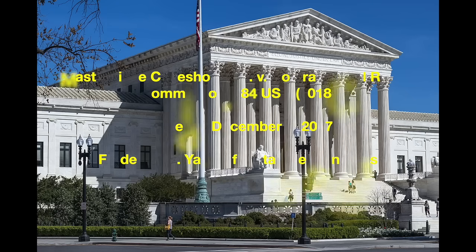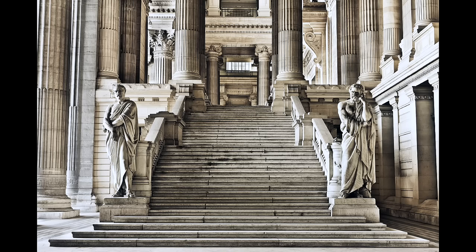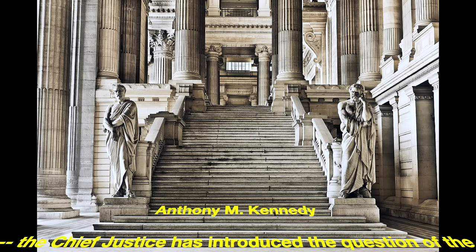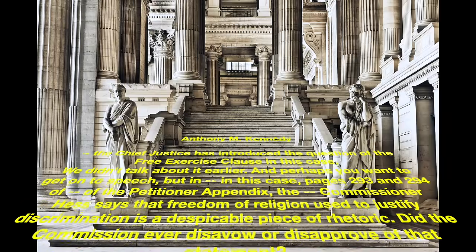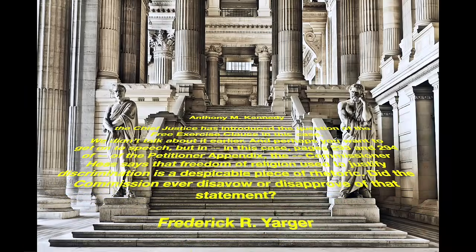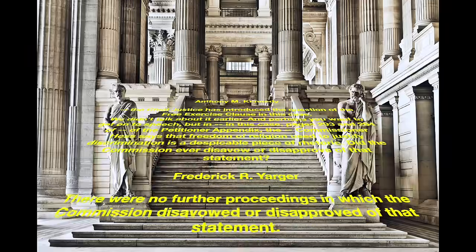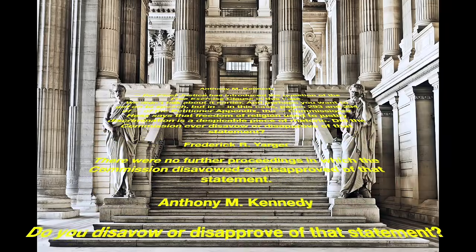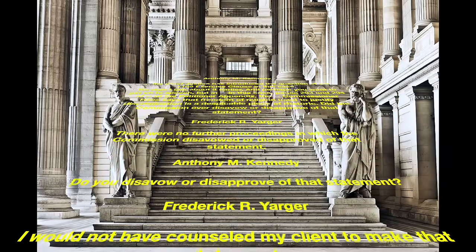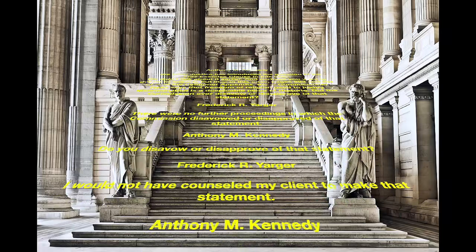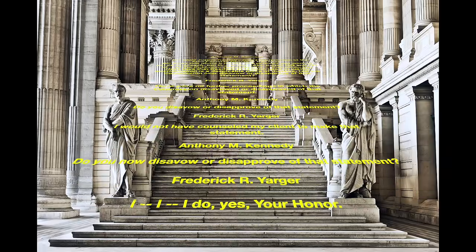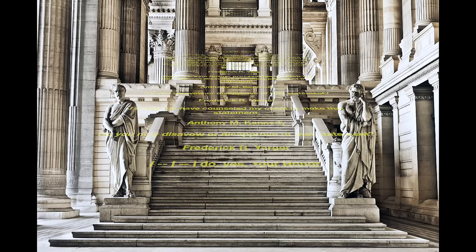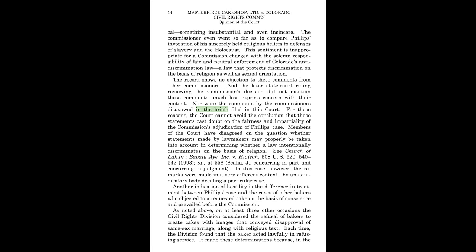Here's an example. This has introduced the question of the free exercise clause in this case. We didn't talk about it earlier. And perhaps you want to get on to speech, but in this case, pages 293 and 294 of the petition appendix, Commissioner Hess says that freedom of religion used to justify discrimination is a despicable piece of rhetoric. Did the Commission ever disavow or disapprove of that statement? There were no further proceedings in which the Commission disavowed or disapproved. Do you disavow or disapprove of that statement? I would not have counseled my client to make that statement. Do you disavow or disapprove of that statement? I do, yes, Your Honor. The Emperor has no clothes.